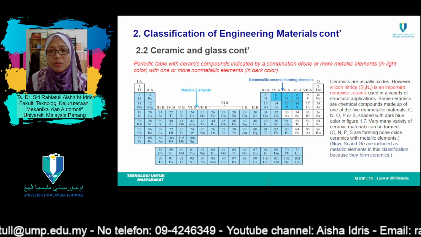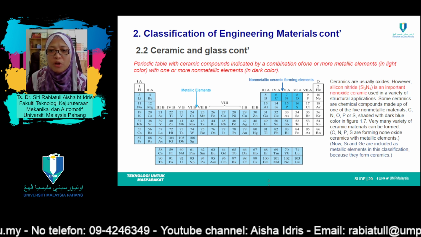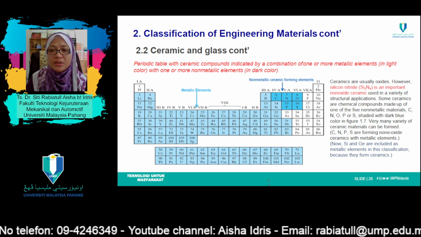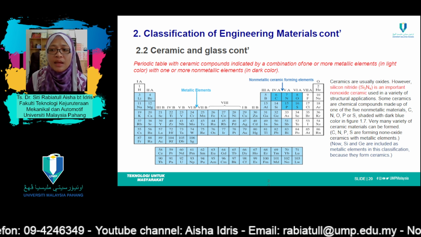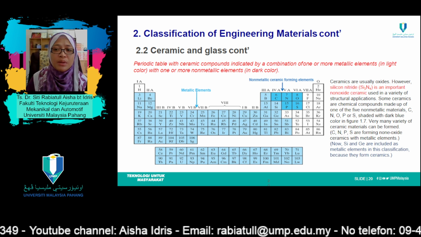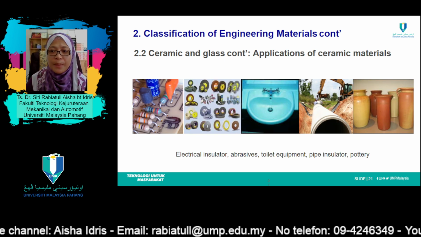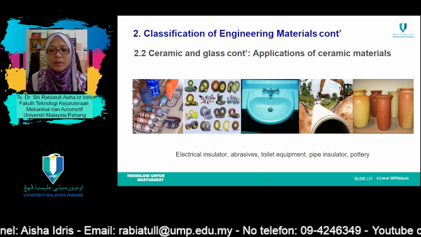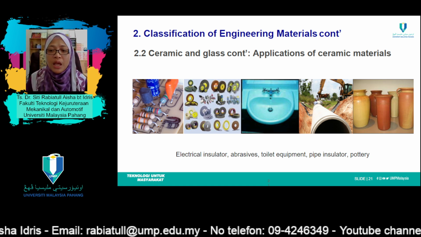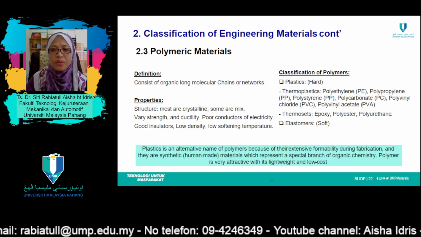If you look at this periodic table, ceramic compounds are indicated by a combination of one or more metallic elements in light color with one or more non-metallic elements which are dark in color. The applications include electrical insulators, abrasives, toilet equipment, pipe insulators, pottery, and so on and so forth.